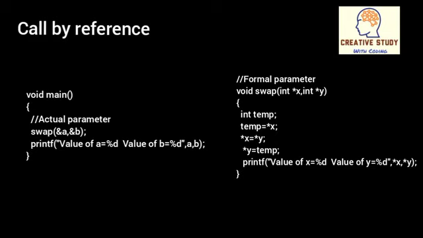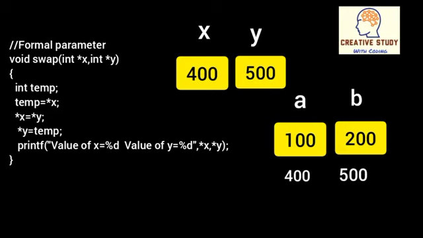That's what we learned in this video. So pointer X will store the address of A and pointer Y will store the address of B. Let's suppose these addresses are 400 and 500. Now pointer X will point to A and pointer Y will point to B. And now let's see how this code for swapping works here.